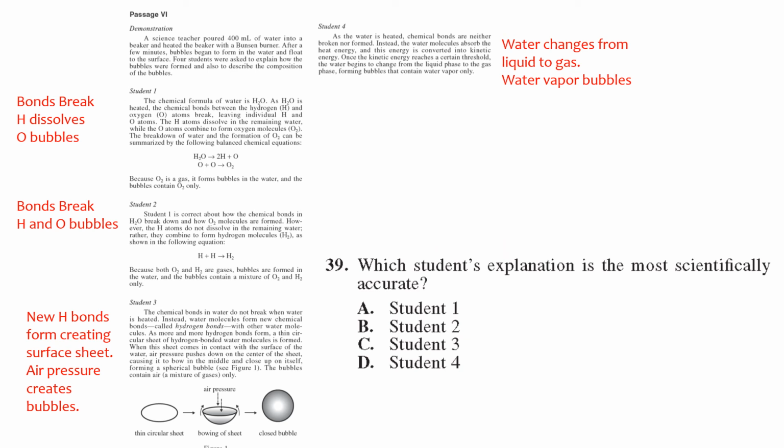Which student's explanation is the most scientifically accurate? And this is a knowledge question as well. So this test has 5 knowledge questions in it, I think, maybe 6, which is a pretty heavy dose of knowledge questions for a science test on the ACT. Anyway, which student's explanation is most scientifically accurate? And that's definitely going to be student 4. The water changes from liquid to gas, if you know just the process in basic science. So that's a pretty easy question, but still knowledge.